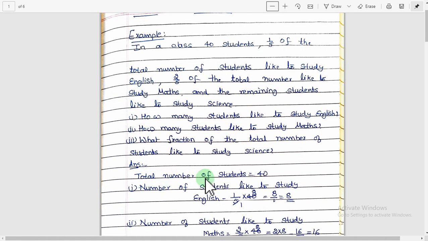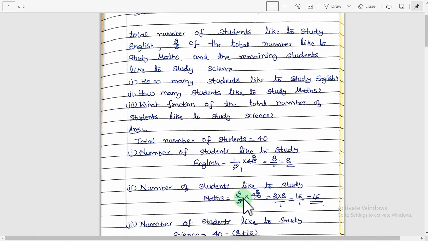Here in the question, the total number of students is 40. The number of students who like to study English is 1/5 into 40. See, 1/5th part of 40. If you do this, you will get the exact number of students. 5 ones are 5, 5 eights are 40, so 8 by 1, 8 by 1 is 8. So how many students like to study English? 8 students out of 40.